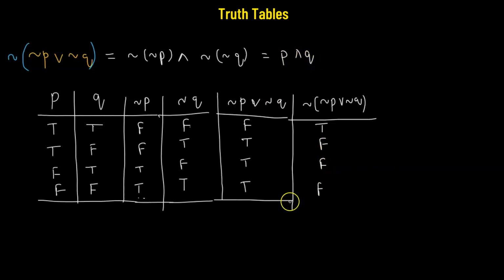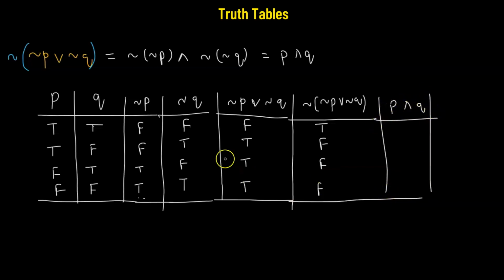So let's verify if this is true or not. We have to find P and Q. We know that P and Q is only true when both of them are true, else it is false. So we have true, and in the rest of the cases, we have false. So we see that these two columns are exactly the same. So this is an equivalent way of saying the same thing.